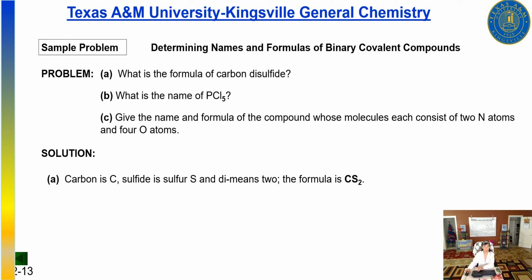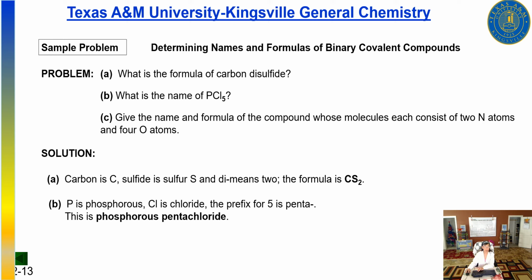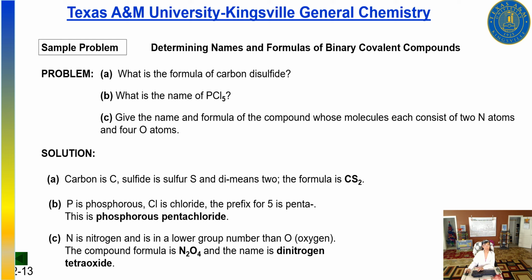The second one, B, PCl5. P, element P, is called phosphorus. Lots of times I think people call it phosphorus. I have to name it as phosphorus, sorry. Cl is called chloride. You have 5 of this chloride, so this prefix will be penta. The name, the nomenclature of this PCl5 will be phosphorus pentachloride. Phosphorus pentachloride.